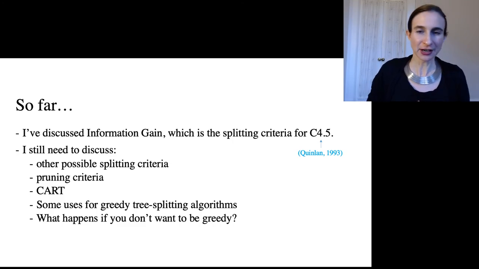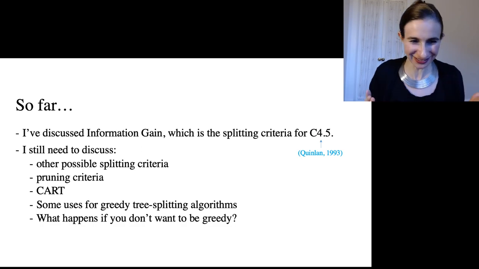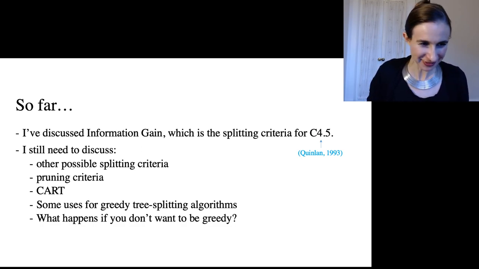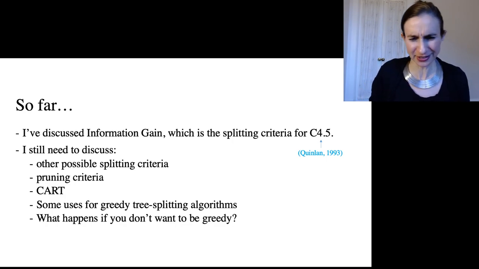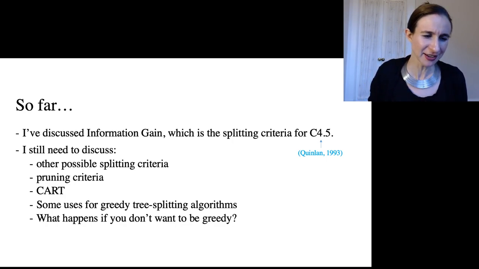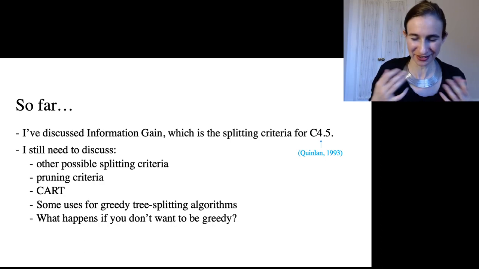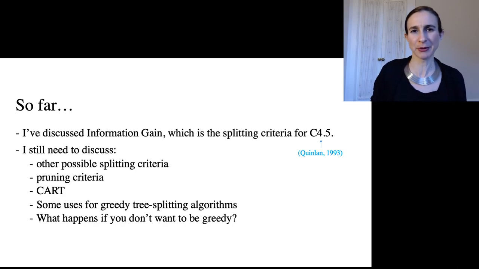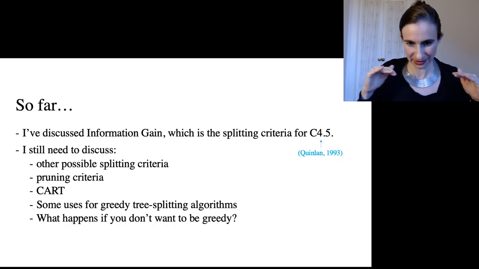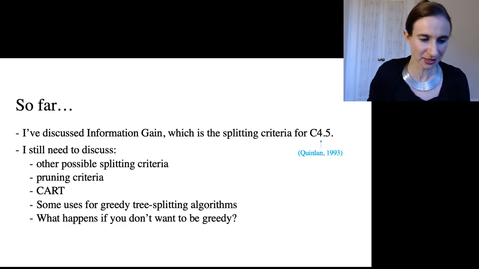Okay, so far I've discussed one splitting criteria for decision trees, which is information gain. That's used in C4.5. And I still have a lot of things that I want to discuss with decision trees. I want to discuss other possible splitting criteria, the pruning criteria. I want to talk about what CART does, which is the other algorithm that was in the top 10 in 2008. CART and C4.5 are among the most widely used machine learning models in history. I mean, these are still very, very well used.